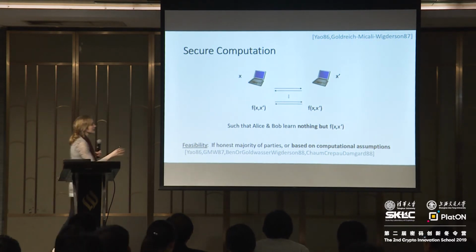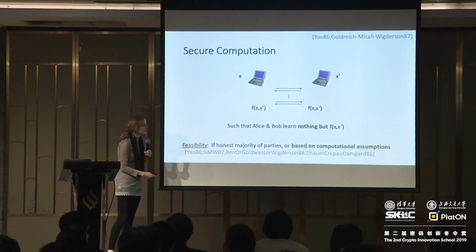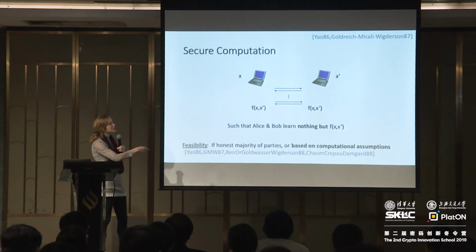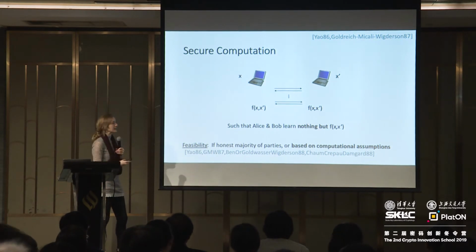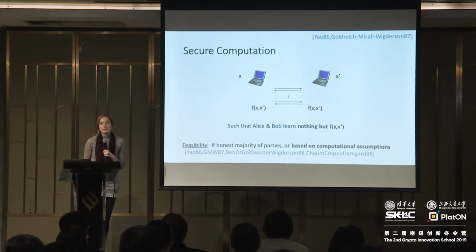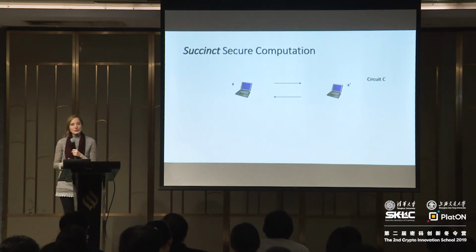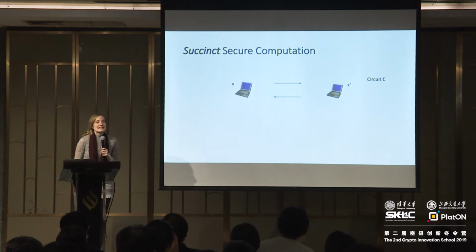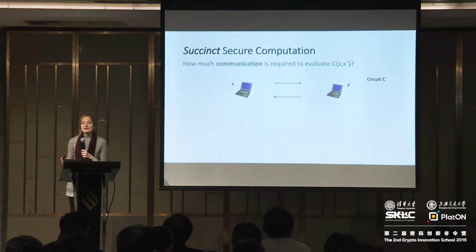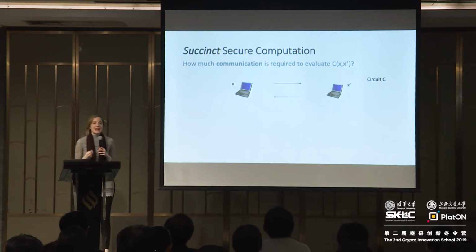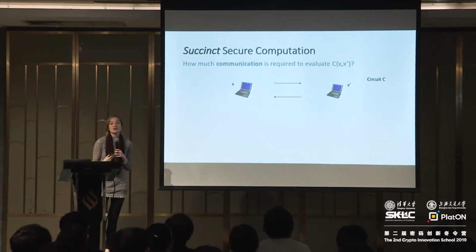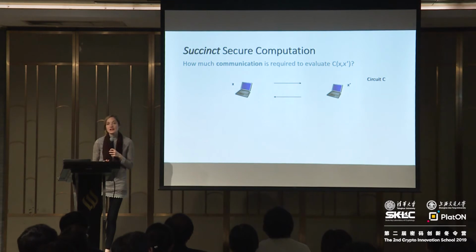And so as we've developed over the years, we know you can do it either if you have an honest majority of parties, so here you would need more than just 2 parties, if you have a collection, or based on computational assumptions. Okay, so the setting where this is going to be interesting for us today is succinct secure computation. So the question in mind is, how much communication, how much do Alice and Bob need to talk to one another back and forth in order to do this evaluation?